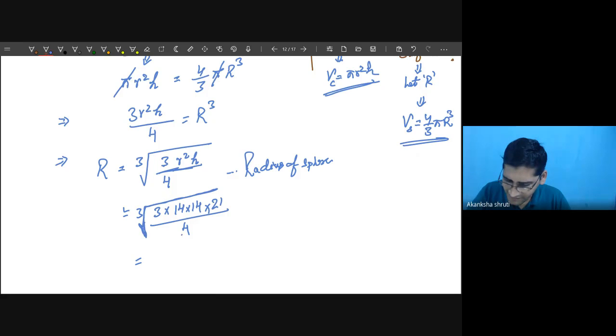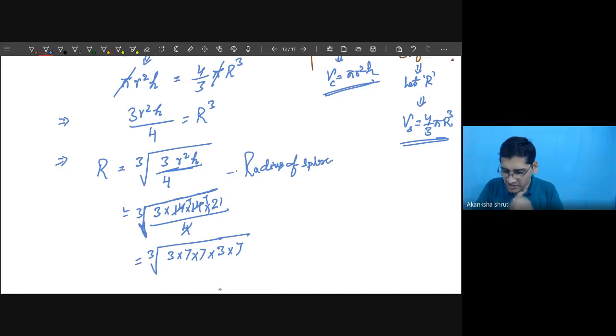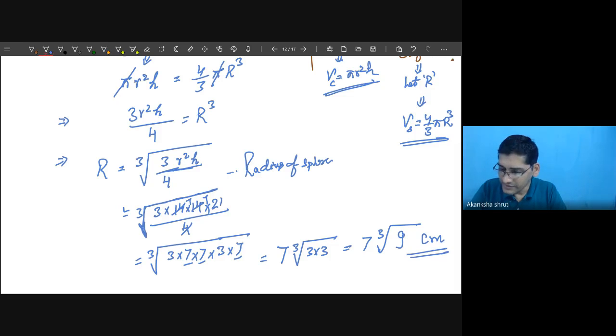What can be cancelled? This becomes 7. This also becomes 7. So it becomes cube root of 3 into 7 into 7. And this 21 can also be written as 3 into 7. Only this much. Nothing in the denominator. So we are observing only this 7 can be taken out, and two of the 3s will remain inside this root. So it is like 3 into 3. So it is 7 cube root of 9. This is the radius of the sphere we have calculated.